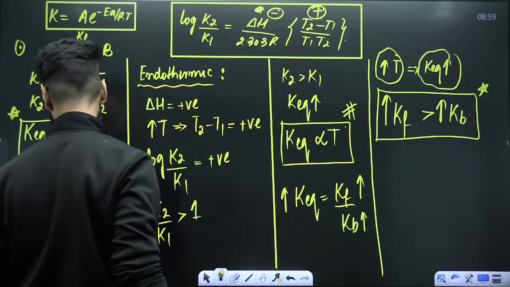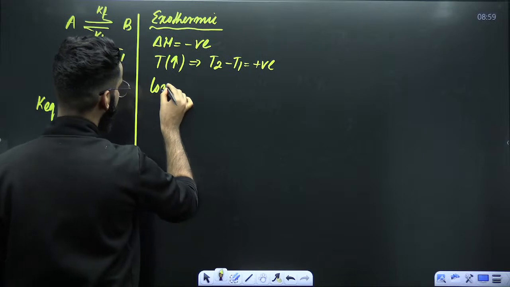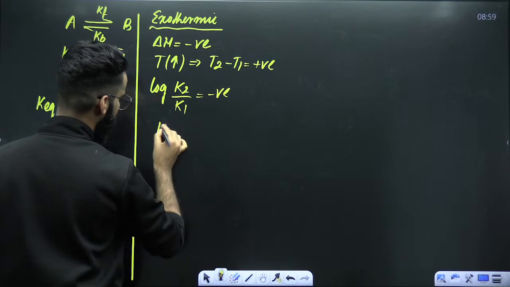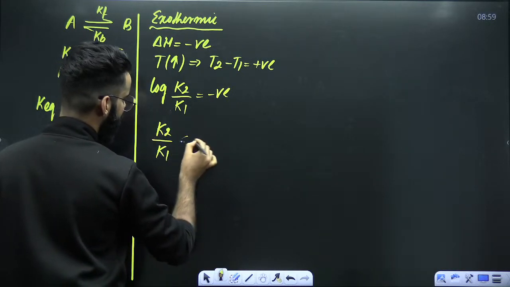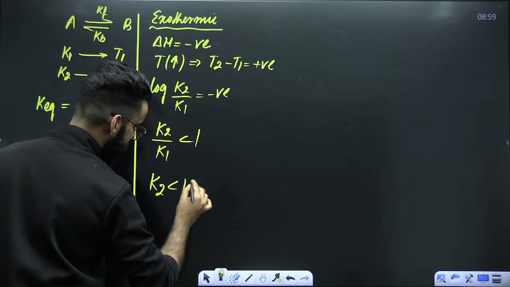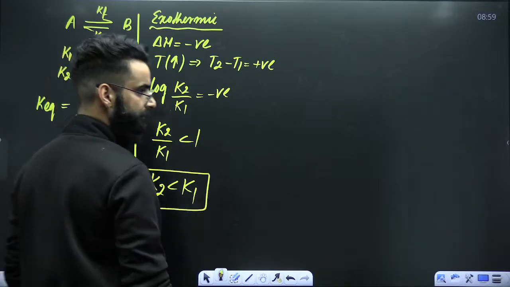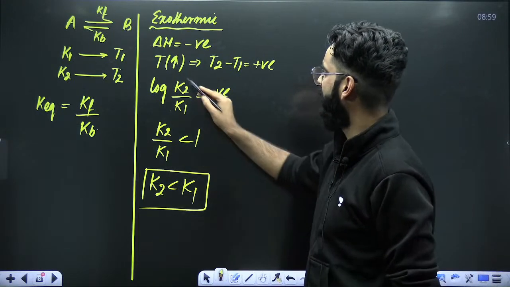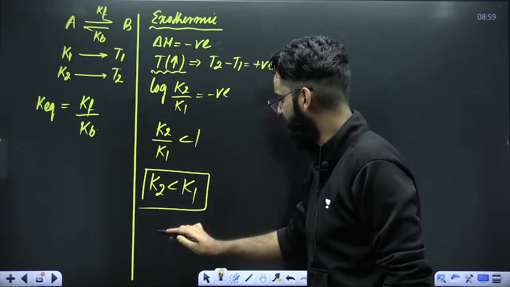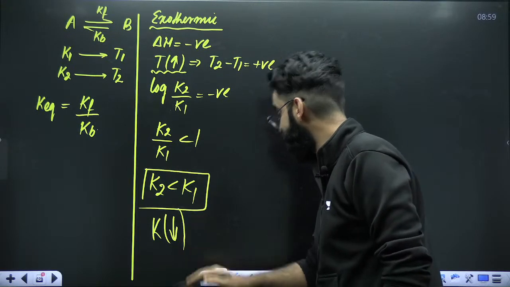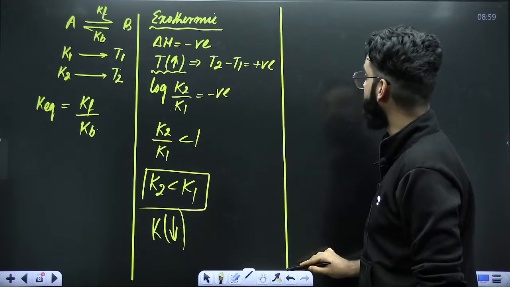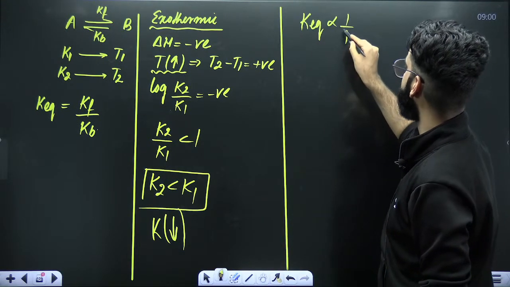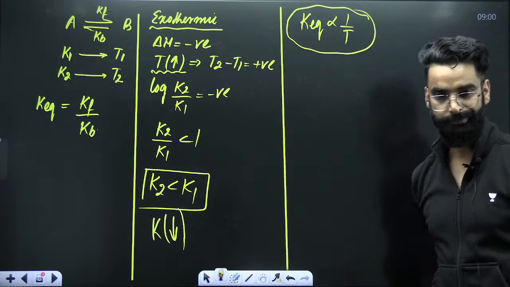That means the log of K2 divided by K1 is negative. Which is possible only if K2 divided by K1 value will be less than 1. Which is possible only if K2 is less than K1. What can you conclude from here? You can conclude one thing. That on increasing the temperature, equilibrium constant, is it increasing or decreasing? It is decreasing. So, in case of exothermic reactions, what do you have to remember? In case of exothermic reaction, equilibrium constant is inversely proportional to temperature.